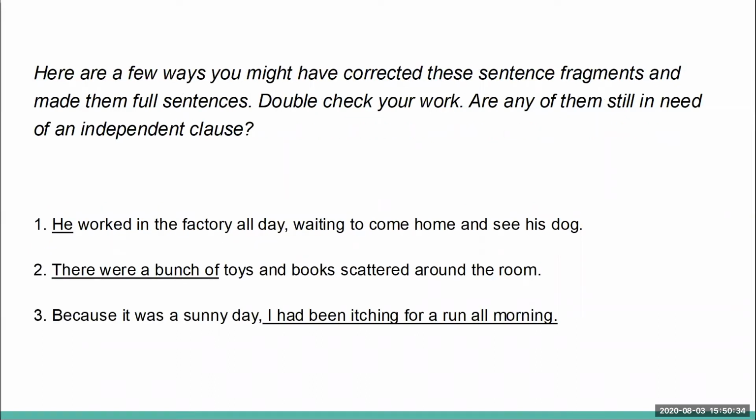Here are a few ways you might have corrected these sentence fragments and made them full sentences. Double check your work. Are any of them still in need of an independent clause? Let's go over these together.